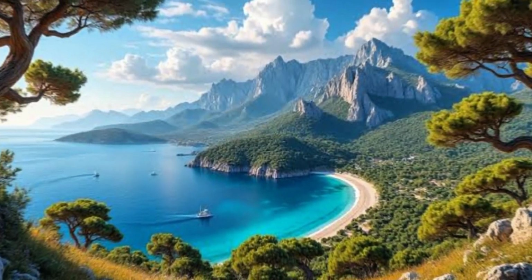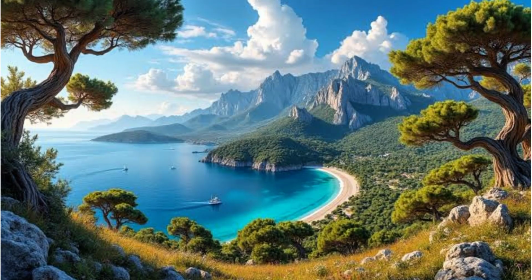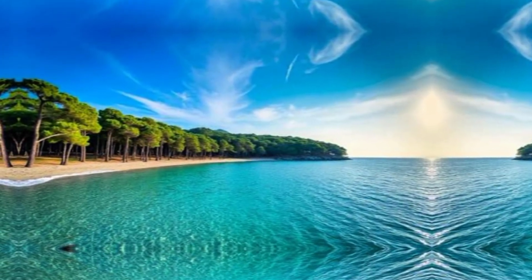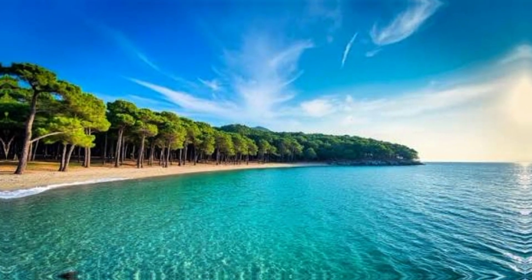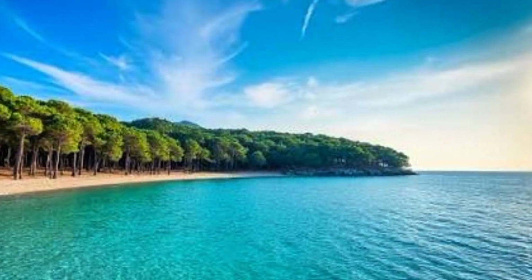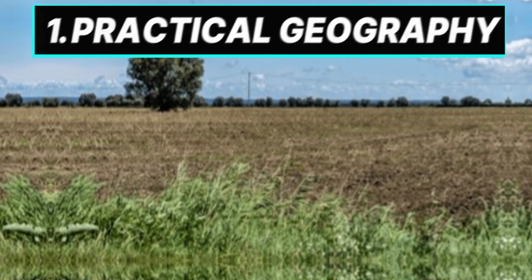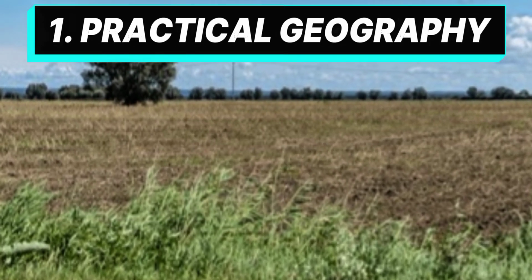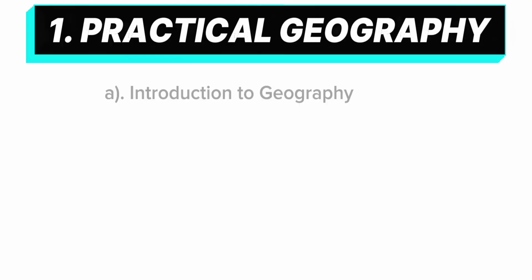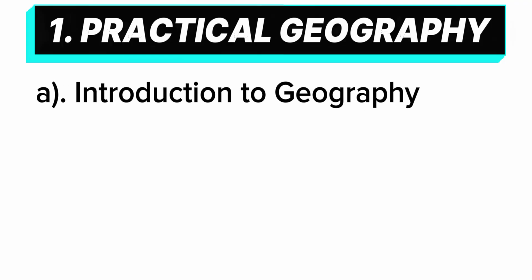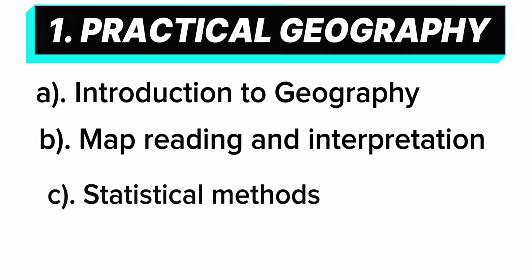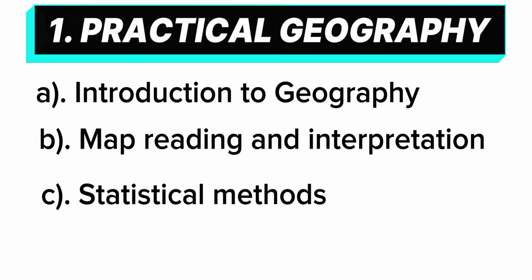In this beautiful and interesting learning area, we have 3 strands which were initially called topics in the 844 system. First strand being practical geography. Under practical geography, we will learn introduction to geography, map reading and interpretation, statistical methods, geographical information system.